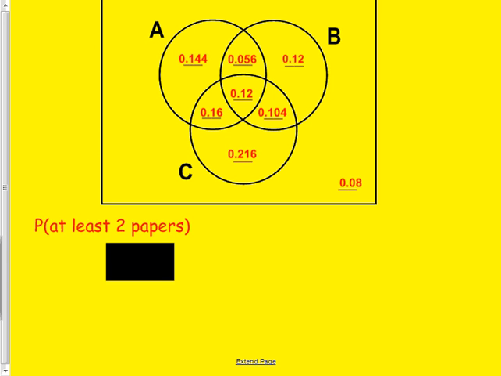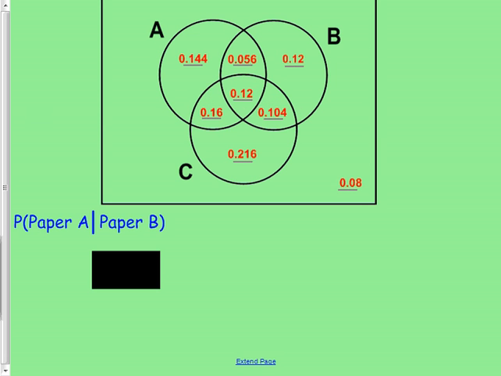All right. You should have gone with this and this and this. True or false? Why not? The middle one is at least 2 papers because it's 3. You should have added all those up and you'd have it. All right, good. Next one.